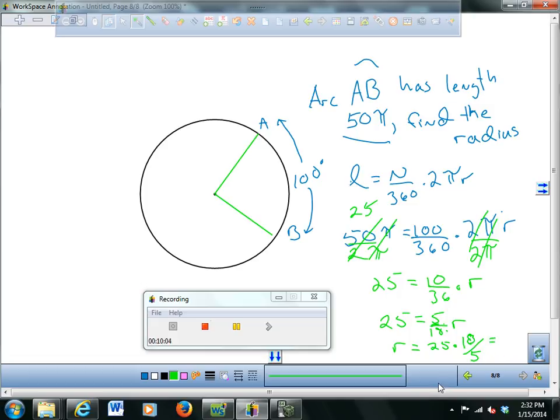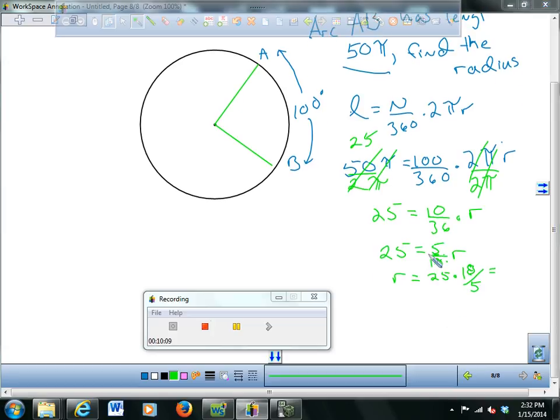Wait, can you pause for a second? What? So this reduces to this, and I get 25 times 18 divided by 5, which is 5 times 18, which is 90. Wait, how did you do that one? That's the answer. I'm lost.